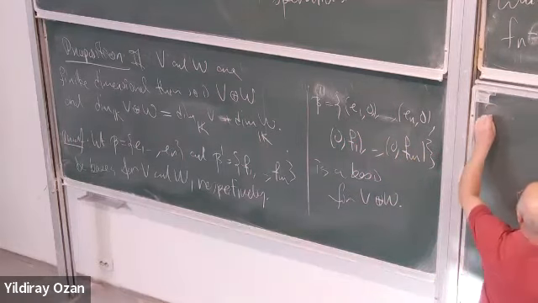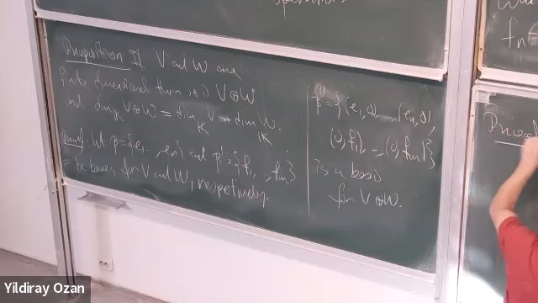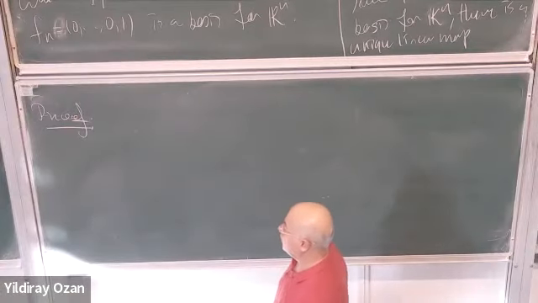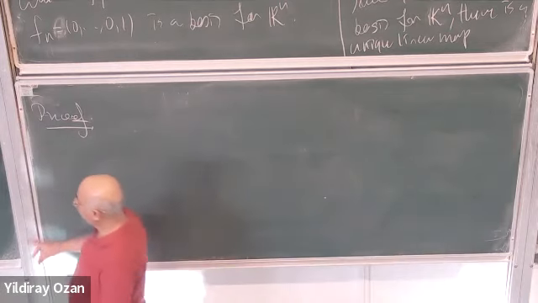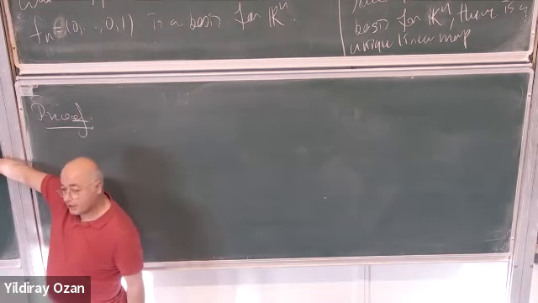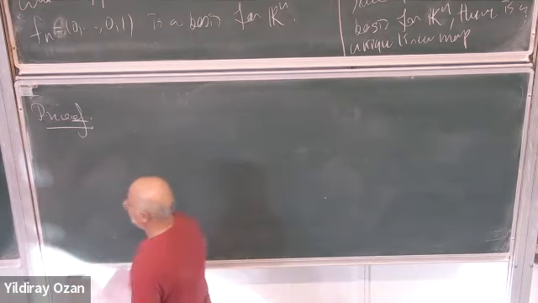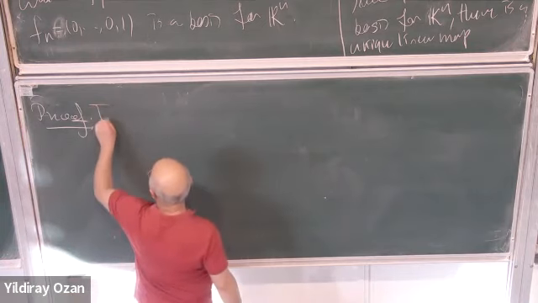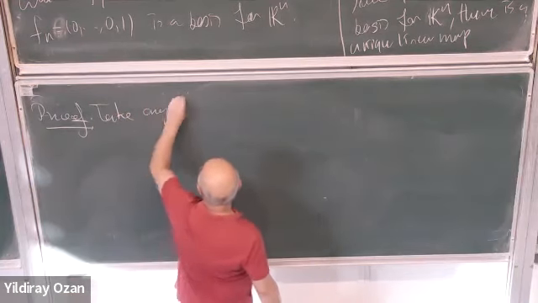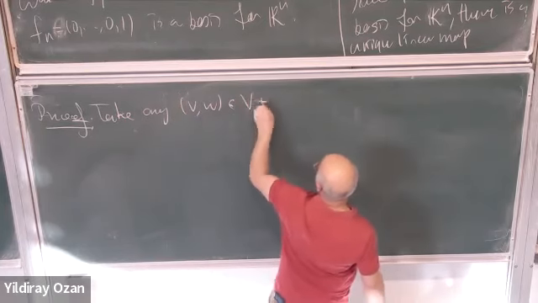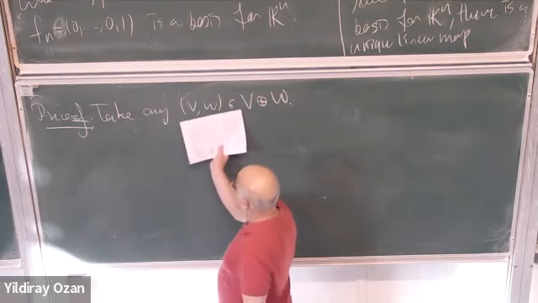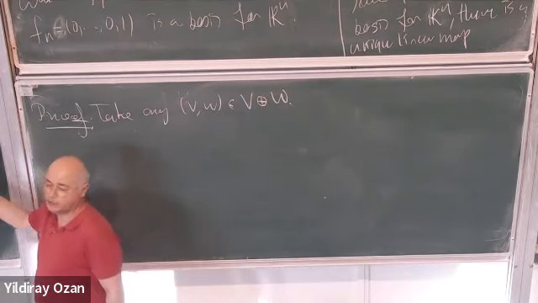The proof is very easy. Let's see the proof. I have to prove two things. First, these elements are linearly independent. Second, any vector in the direct sum can be written as a linear combination of these vectors. Let me start from the second one. Take any pair (v, w) in the direct sum. I have to write this as a combination of these vectors.